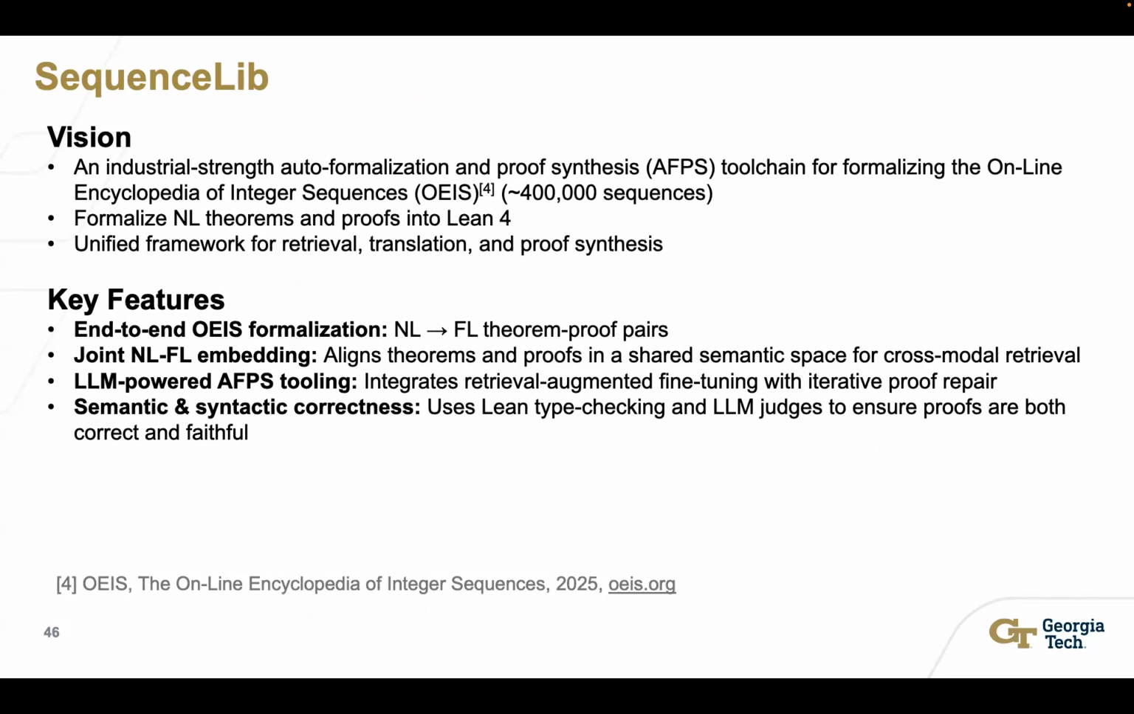Another very exciting project is the sequence lib project. As many of you know, there is this Online Encyclopedia of Integer Sequences out there. It's a very rich data set. If you are able to auto-formalize this, it'll go a long way in creating rich data sets from natural language to formal language. The OEIS has been curated for over 50 years by mathematicians. These are integer sequences that span a variety of fields. And I'm working with a bunch of people on auto-formalizing this as well.